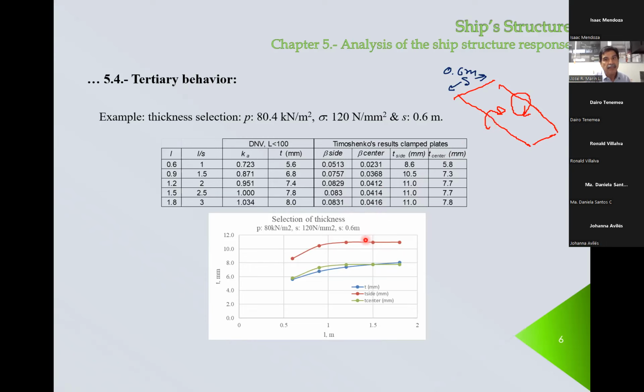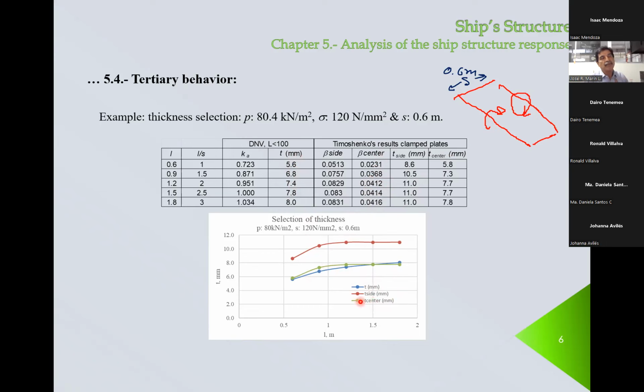So we require more thickness than in these two cases. In these two cases, green and blue, we apply the formulation from DNV. That's the blue. And in the green, we apply this formulation at the center. And we see that they are very, very close.